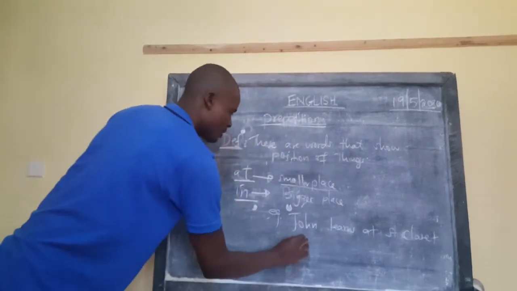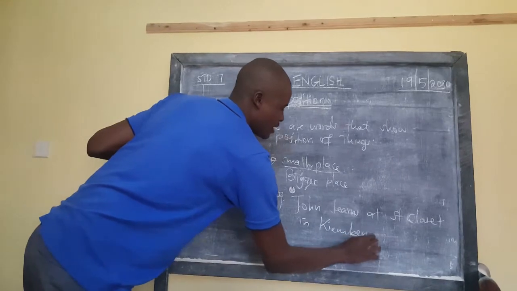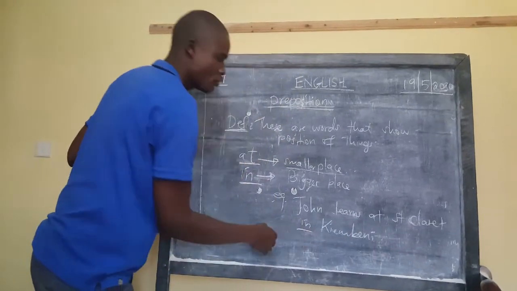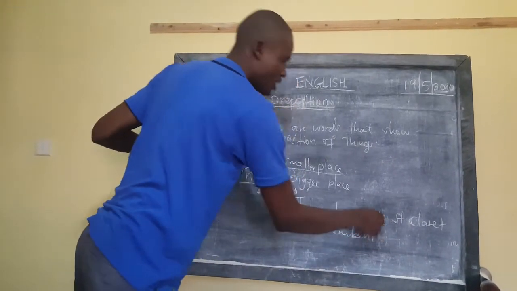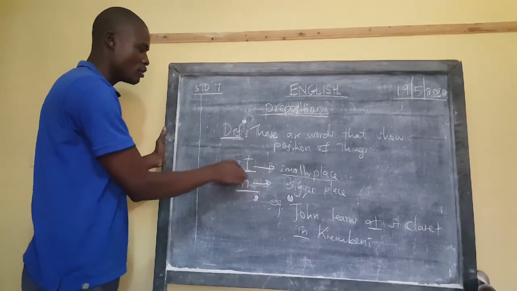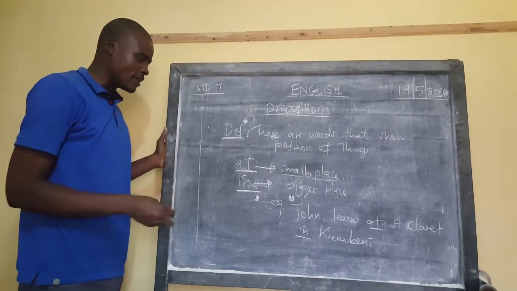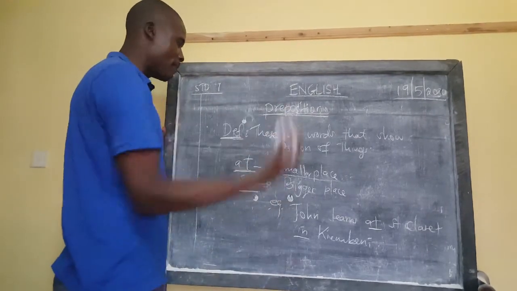Claret in Kiembeni Estate. So "in" shows the bigger place, and then "at" shows the smaller place where he can be found. That's the difference between the use of at and in. I hope you have captured that.